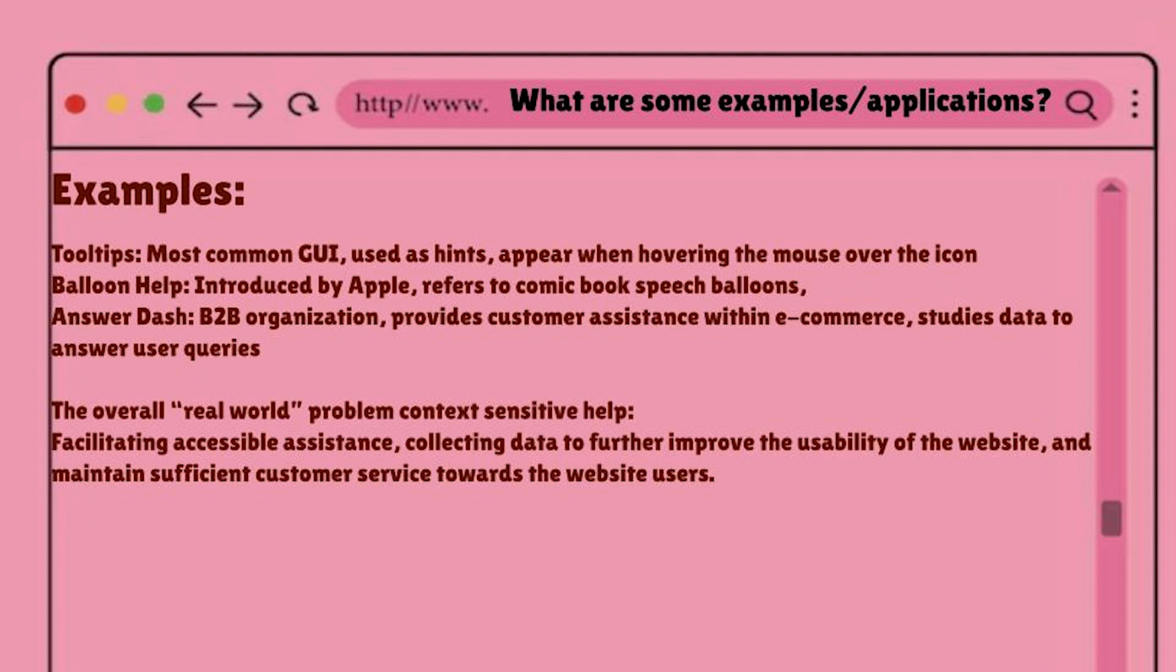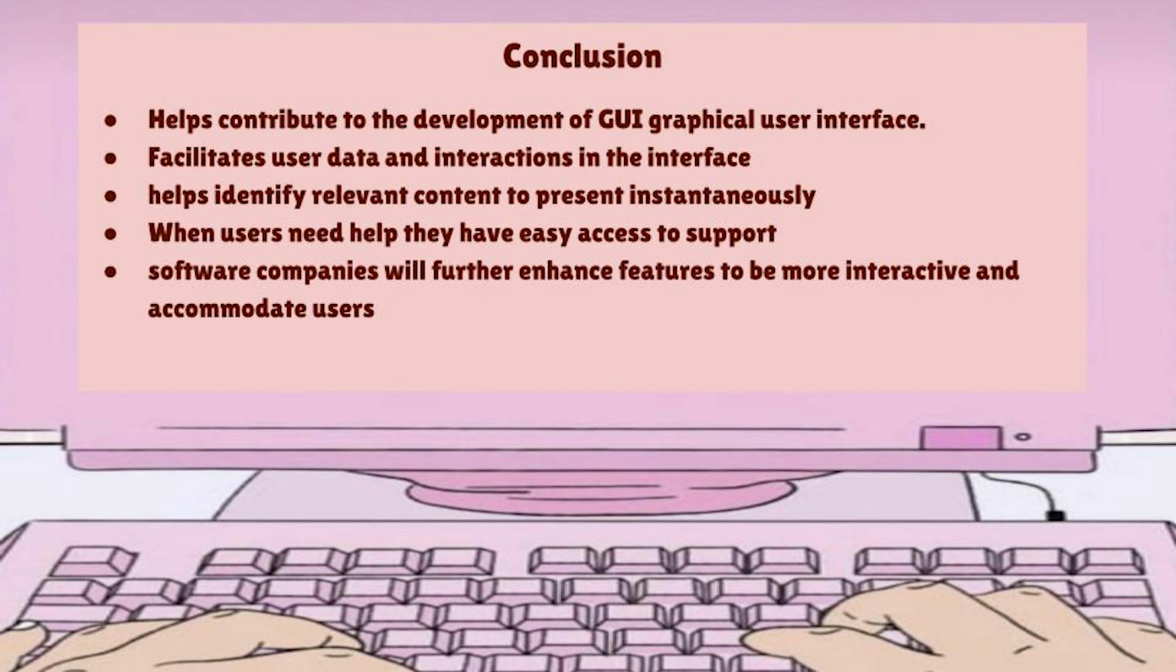The overall real-world problem that context-sensitive help resolves is the facilitating of accessible assistance, the collecting of data to further improve usability, and the maintenance of sufficient customer service across a web page. Context-sensitive help contributes to the development of a graphical user interface by facilitating and taking in user data interactions in the interface. Context-sensitive help identifies relevant content to present it to users instantaneously. When users need help with specific feature or function of a web page, they have easy access to the support they need to continue their task.